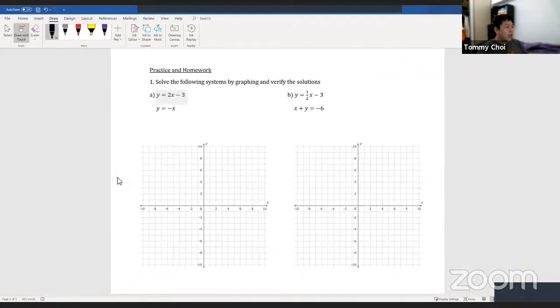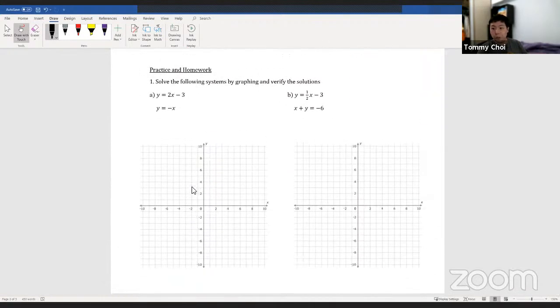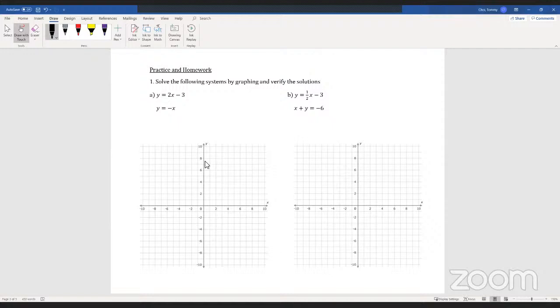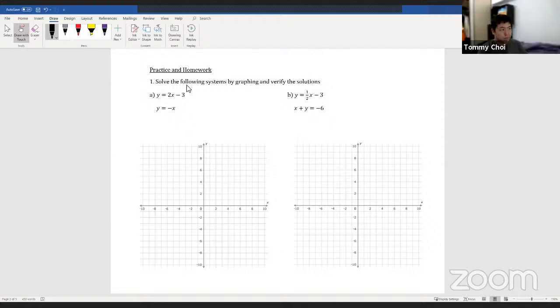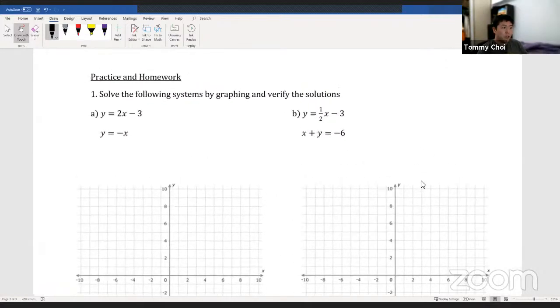So then we have our practice and homework. There's question 1, 2, 3, and 4. You'll notice 3 out of the 4 questions, 2, 3, and 4, are word problems. So as a class, vote. On question 1, would you like me to do part A or part B? No poll, just type it in chat. All right, looks like majority is saying B, so we are going to do B.